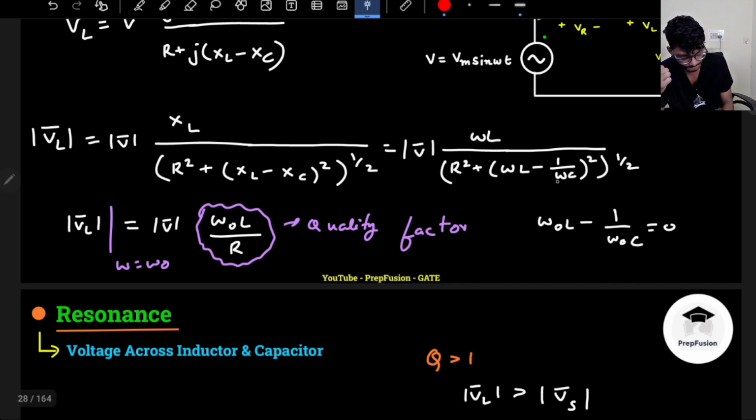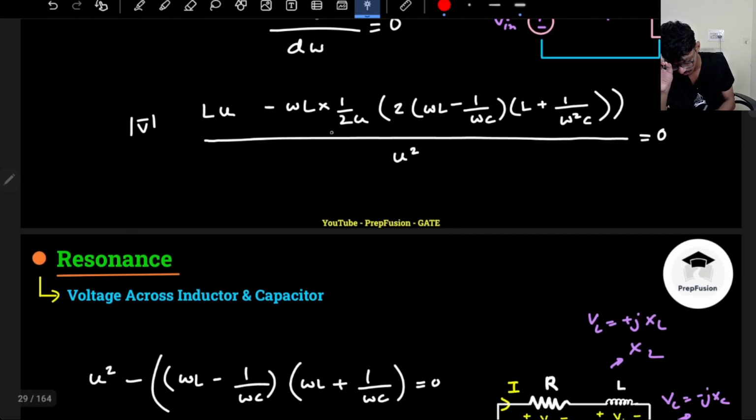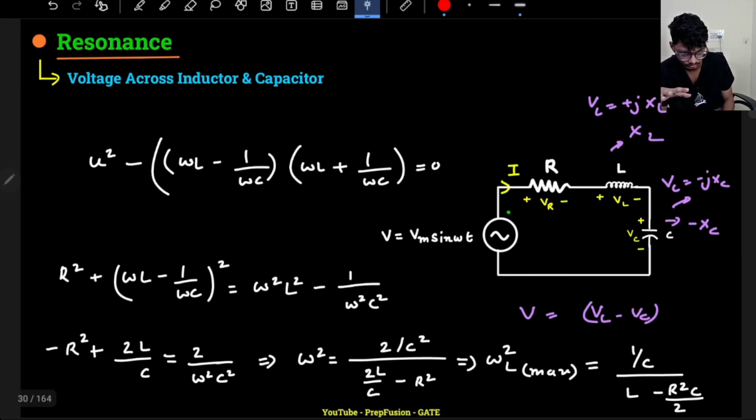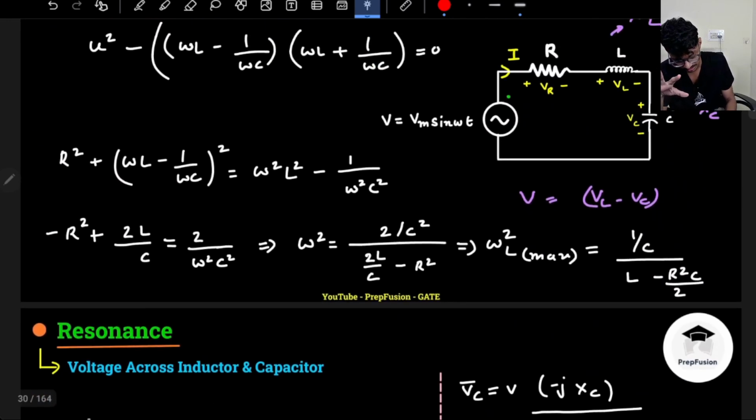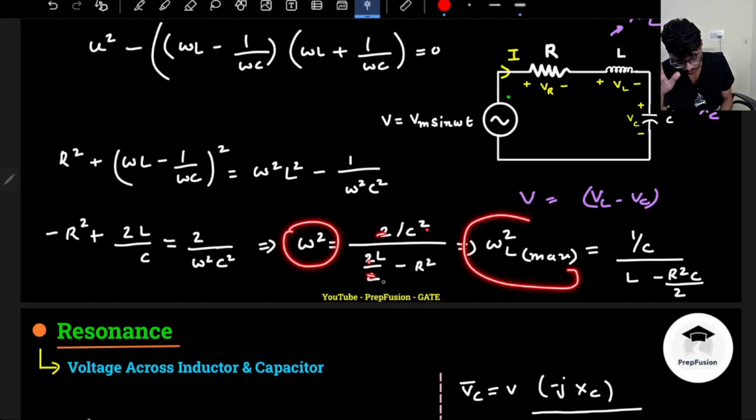So this is the differentiation of the inside function. This is L plus, because this is 1 by omega C, this will be 1 by omega square C. So then, if I equate this with 0, after a few simplifications you can go through this, the result we get is omega L max squared equals 2 by C square, 2 by L, something like a weird formula.